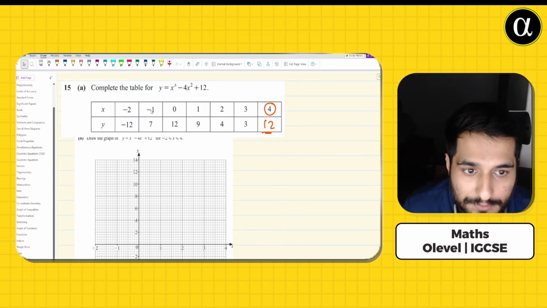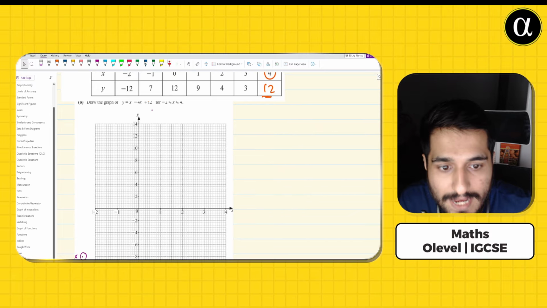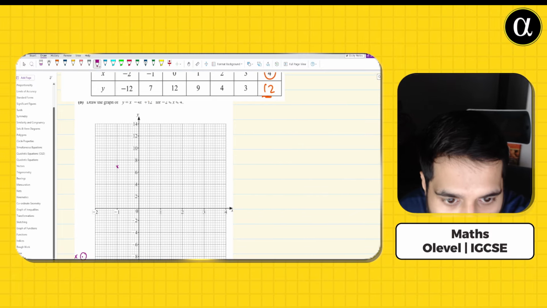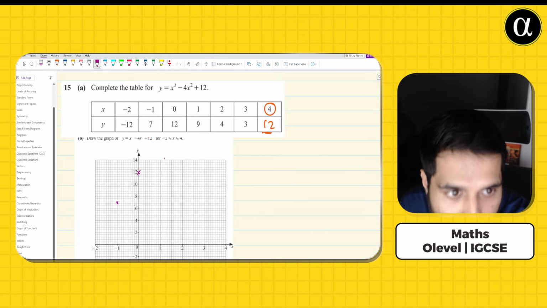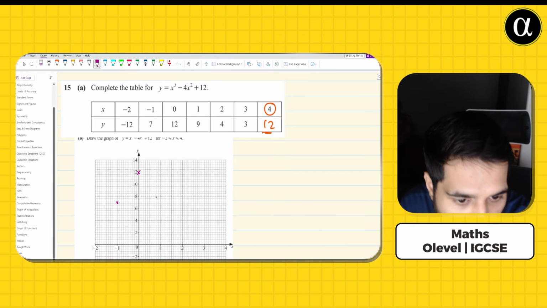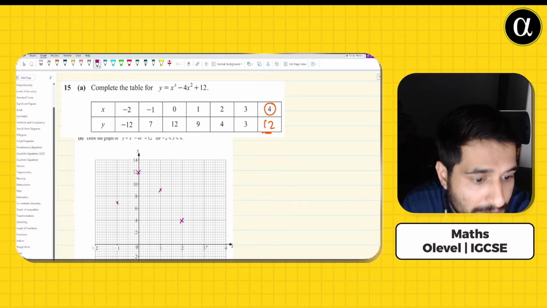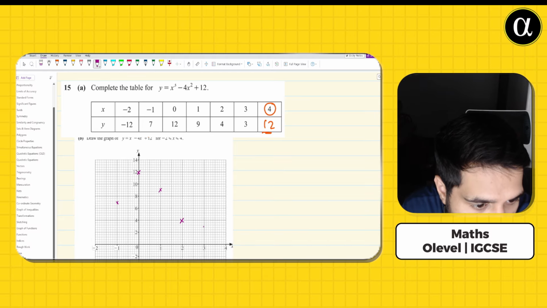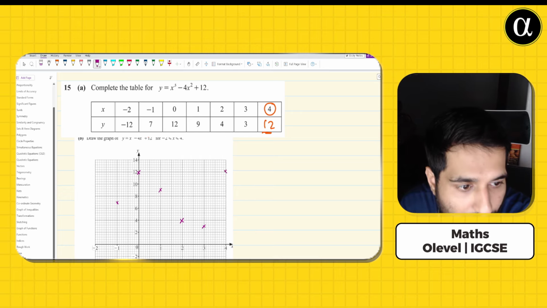Now my second coordinate is going to be minus 1 and 7. So minus 1 and 7 has to be plotted somewhere here in the middle, and the third one is 0 and 12. So this is where 0 and 12 is going to be. The next one is going to be 1 and 9, somewhere here. The next point is 2 and 4. The next point is 3 and 3. And the last one is going to be 4 and 12. This is how the graph may look.